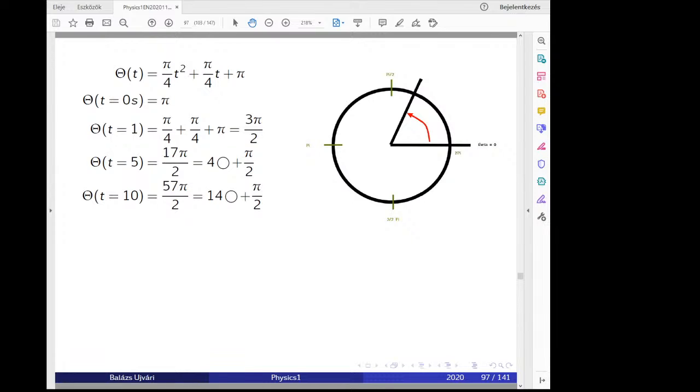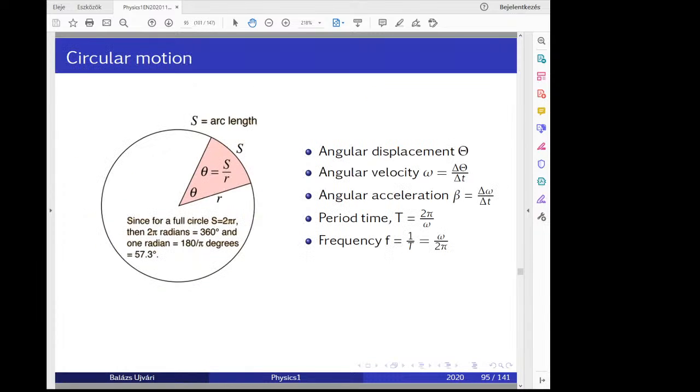Its unit is the pi. Pi is the half circle, so the 180 degrees. So pi over 2 is 90, for example, 3 pi over 2 is 270, and so on. Let's suppose we can determine the angular displacement, how it depends on time. It's like a one-dimensional motion, how you move, for example, at t equals 0, I'm at 0, at t equals 1, I'm at pi over 2.